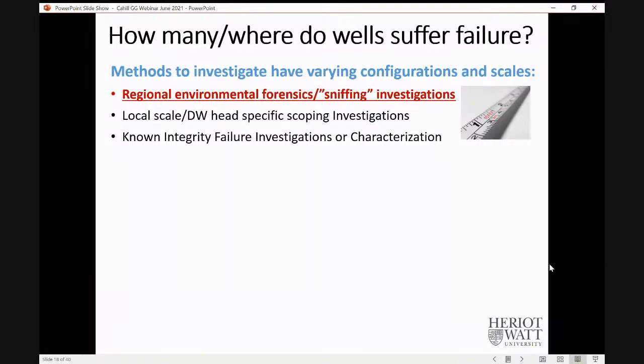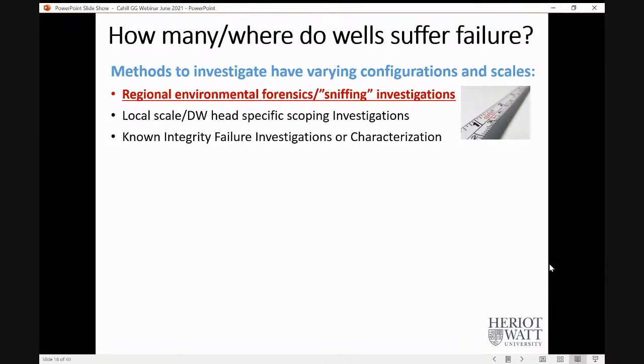So first thing to point out is there are, of course, many methods to investigate this, and they have varying configurations and scales. And through our work with the Energy and Environment Research Initiative, we've been looking at varying scales. You can look around known integrity failures, as I showed on the map there. It's a bit more difficult to do for sure, and we haven't been able to do that as much as we'd like with safety issues and proprietary data and so on with industry.